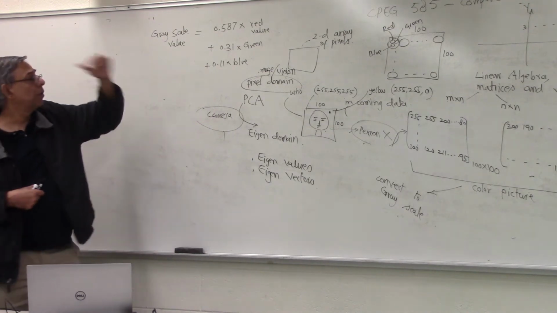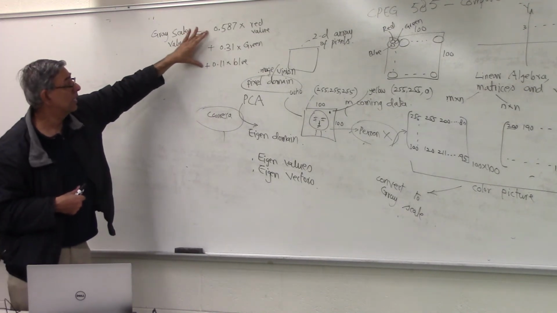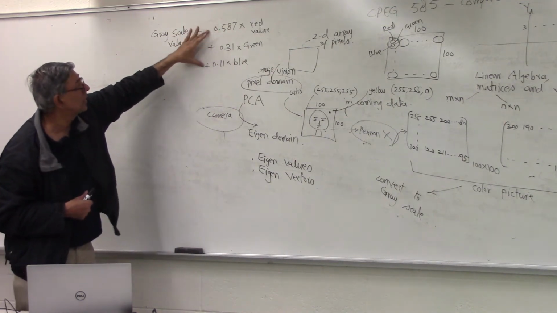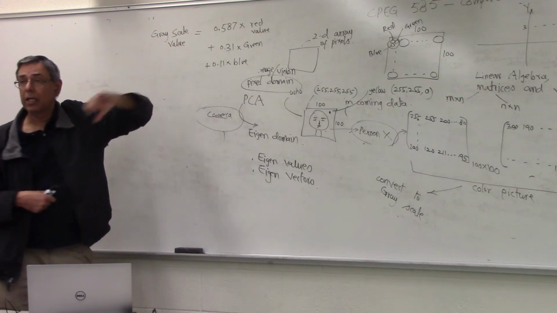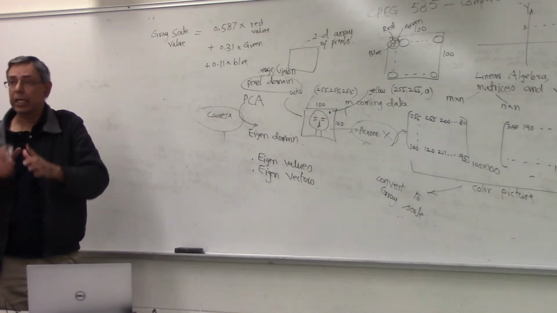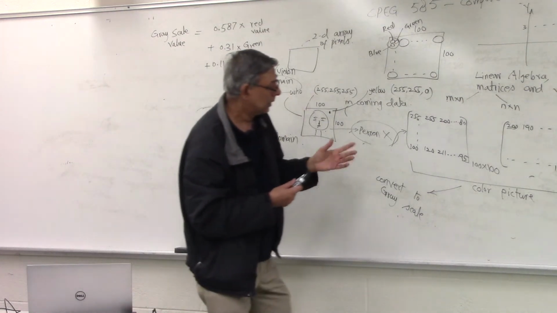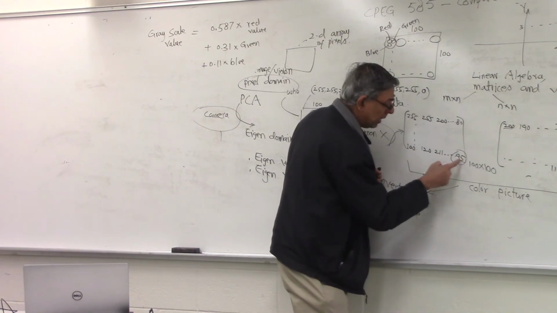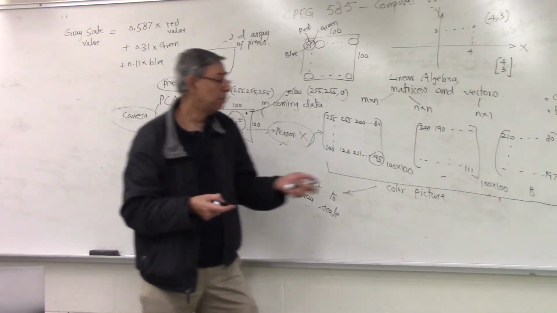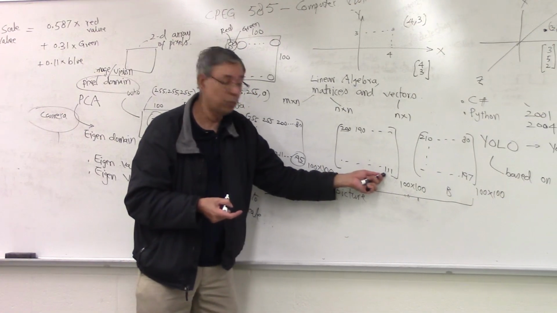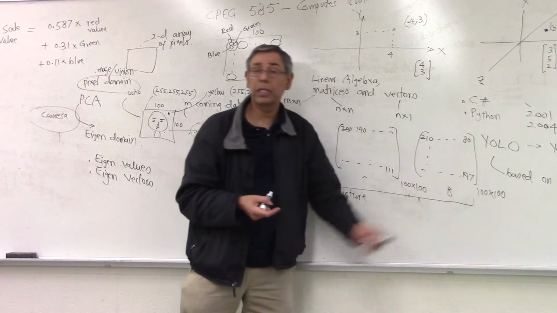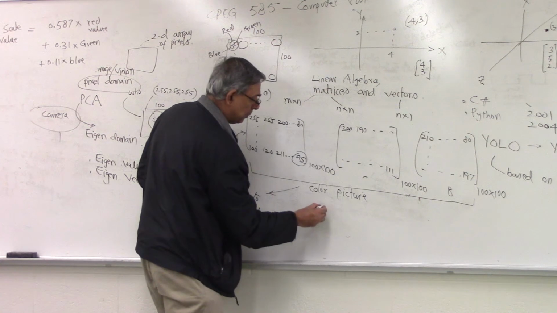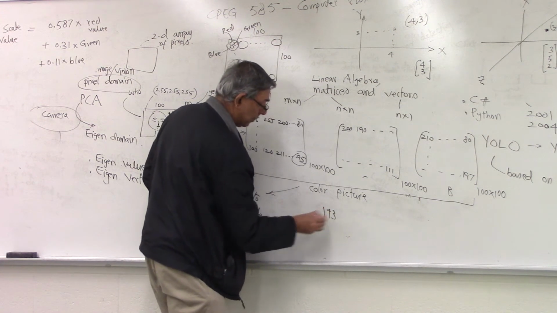Okay, so if we multiply each one of the red, green, blue values by these weights, whatever comes out will be a single number. For example, let's say the last pixel: 0.587 times 95 plus 0.31 times 111 plus 0.11 times 197. It will produce some number. Let's pretend the number is 143.